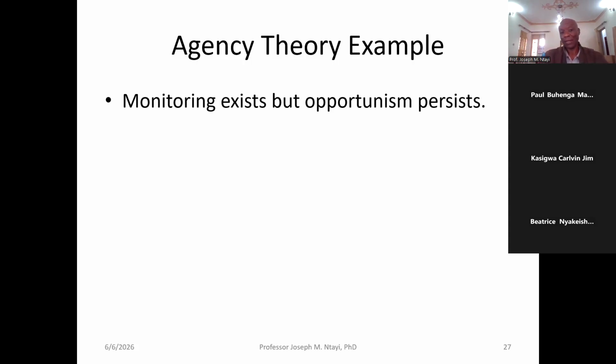Because you have boards, by the way, even in other institutions. If you take an example of the National Water and Sewerage Corporation, they have a board, right? And of course, these are parastatals. If you talk about the ones for electricity, you know that very well, ERA, the Electricity Regulatory Authority, they are there, and they're supposed to use the Act while procuring. So agency theory assumes so many things: monitoring, incentives and sanctions.